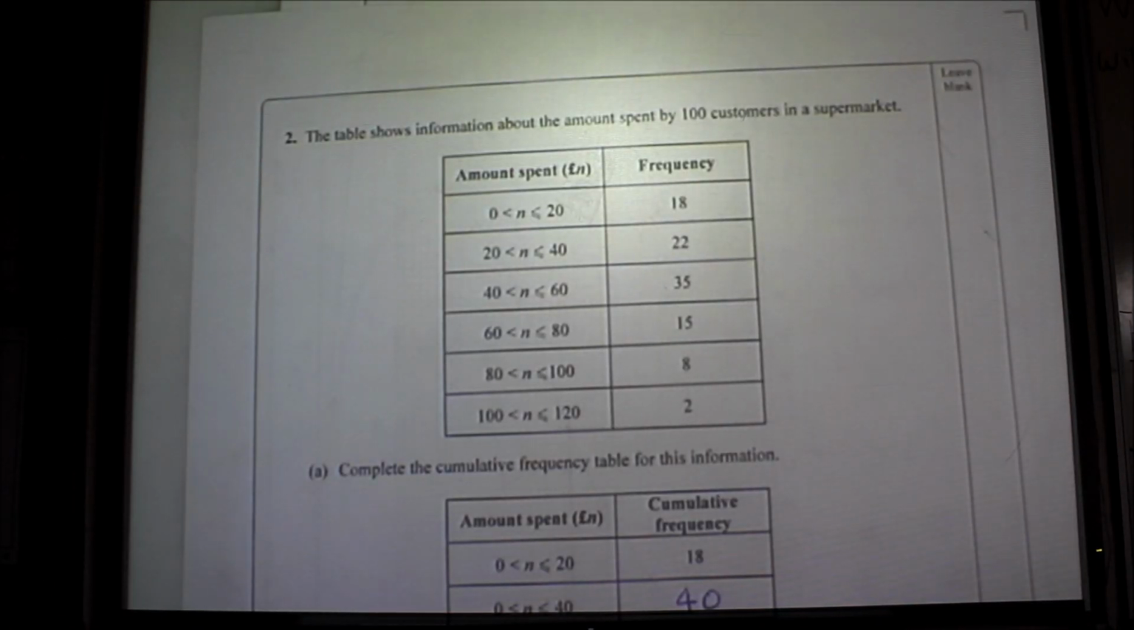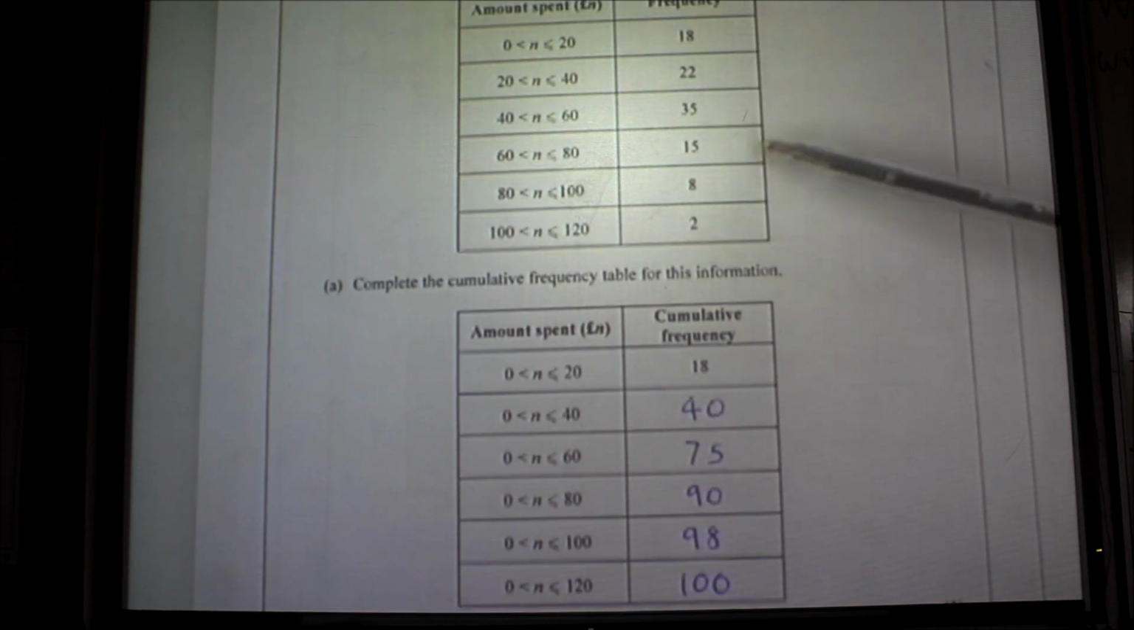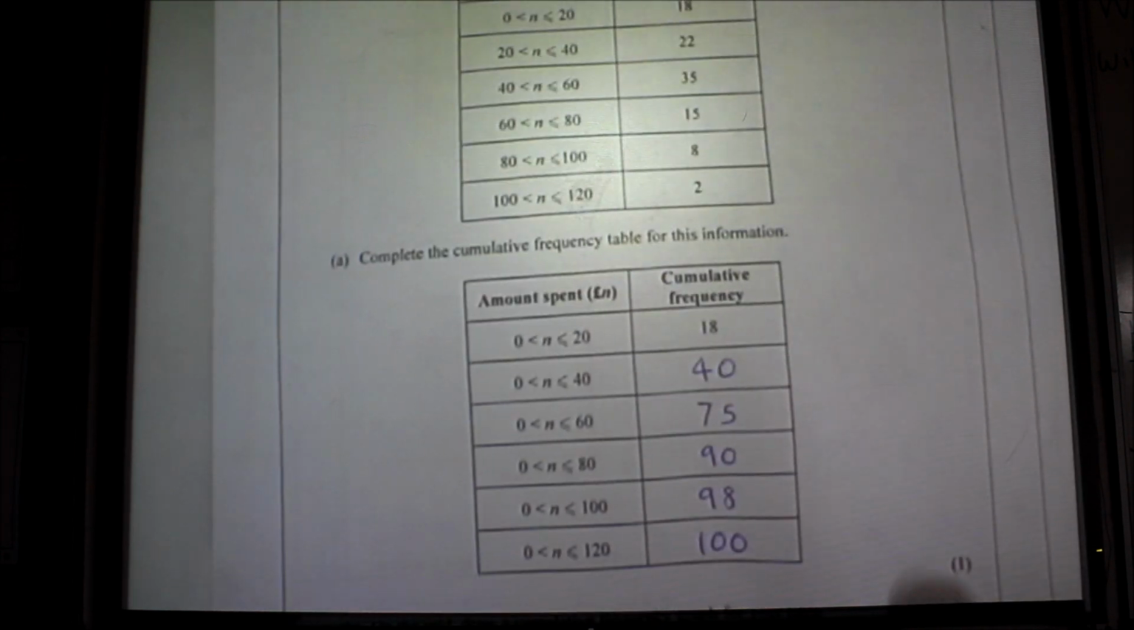Okay, question 2 on cumulative frequency. Question 2, just got to fill in the cumulative frequency figures. So all we need to do here is to add them up as you go down, and that's what I've done, and it should come to 100 because it told you there's 100 customers there. So that's what you should get for that.